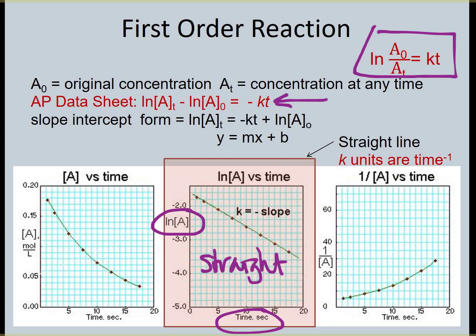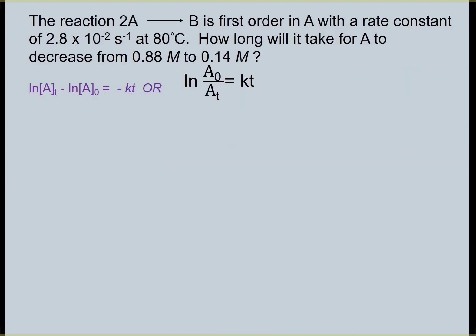And if I see that the natural log of the concentration versus time is straight, then I know it's a first order reaction. I'm going to get curved lines for just plain concentration versus time and for 1 over concentration versus time. Let's go ahead and do a first order reaction.